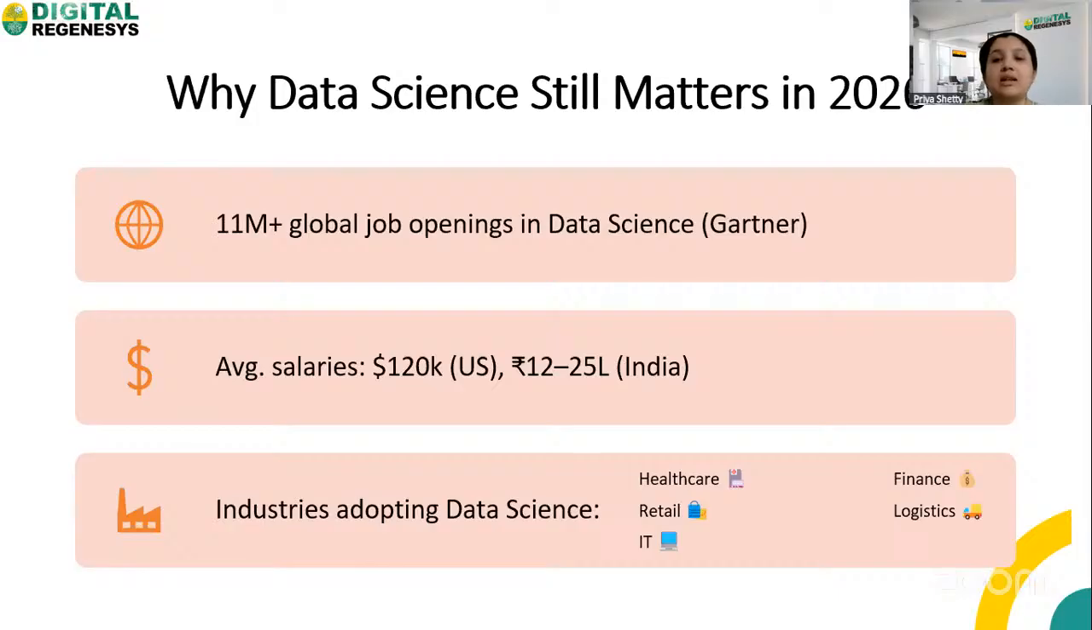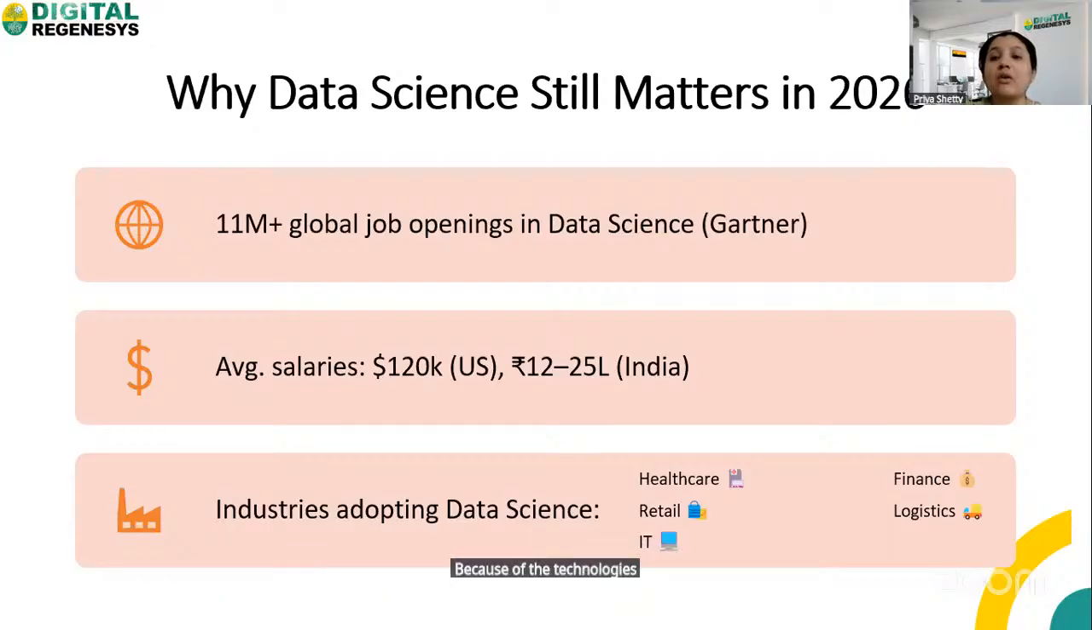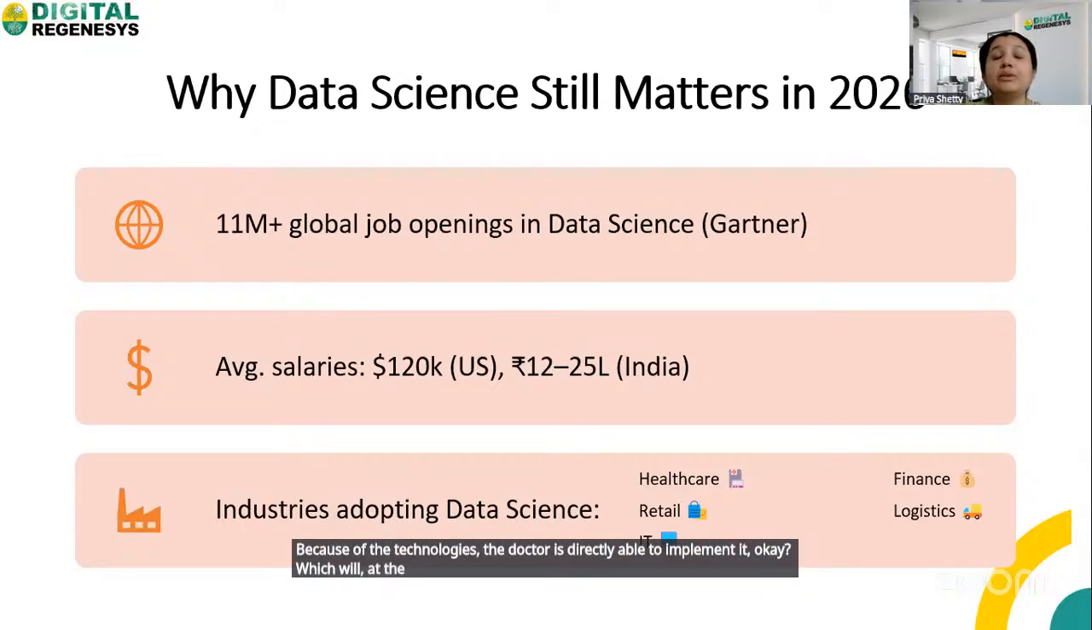instead of starting with stage one, or starting with testing and trial. Because of the technology, the doctor is directly able to implement it, which will avoid readmissions of the patients. Quick recovery and all of this is happening because of technology in healthcare.